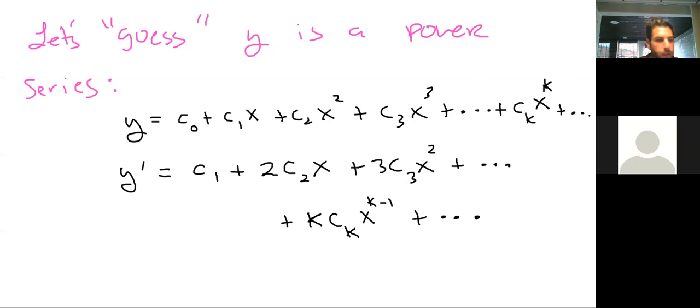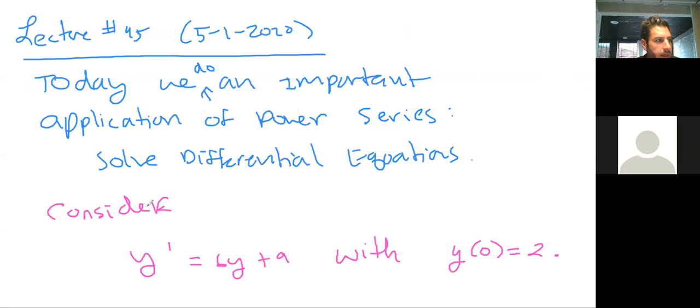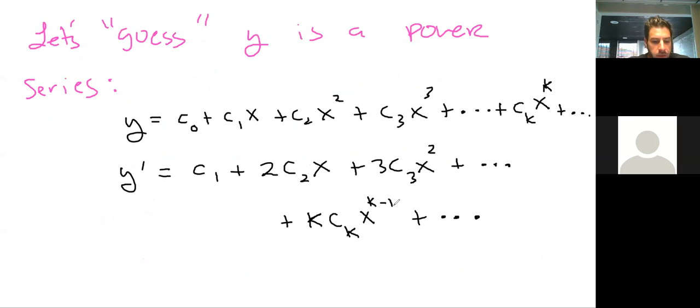So again, we have a differential equation, y prime equals 6y plus 9, and we'd like to solve it. Our strategy for solving it is this new strategy, because we know what power series are now. We're going to guess that y is a power series, plug it in there, and see what power series, if any, would work. So that's our game plan. So let's do that.